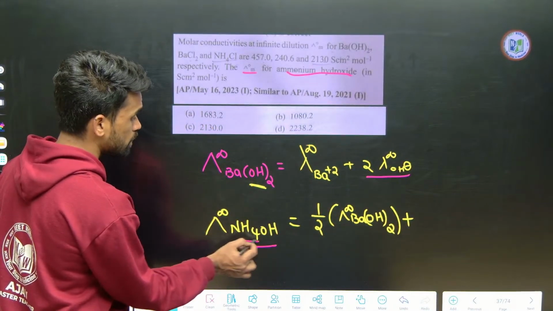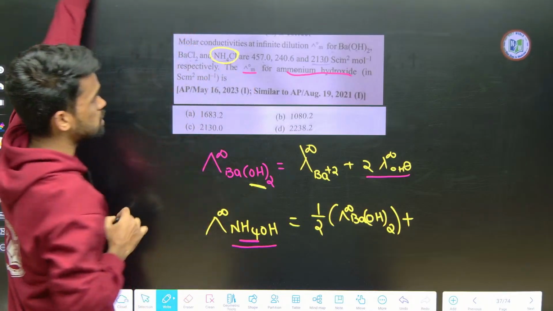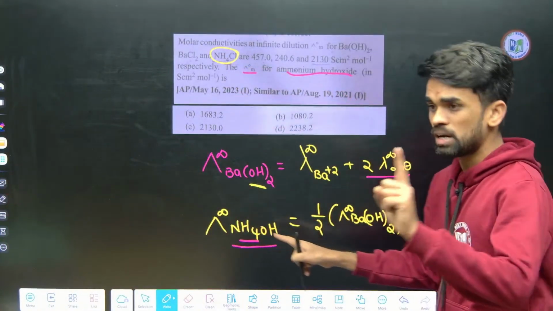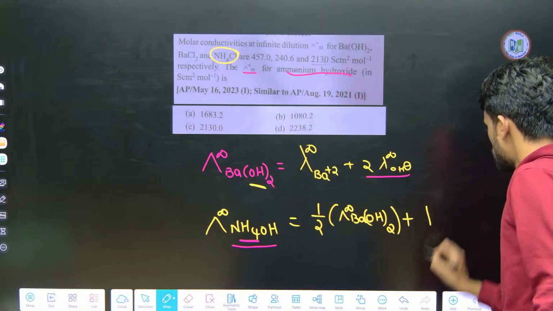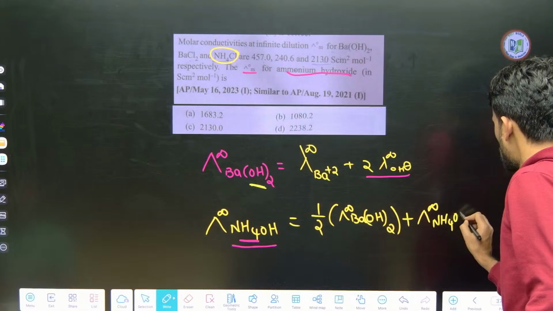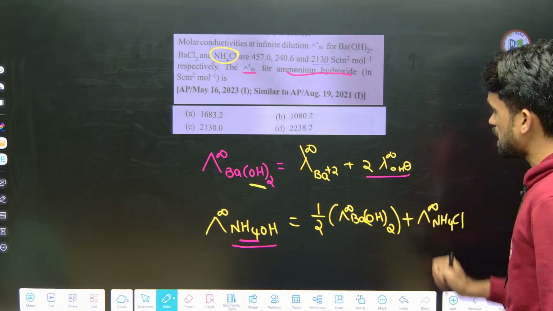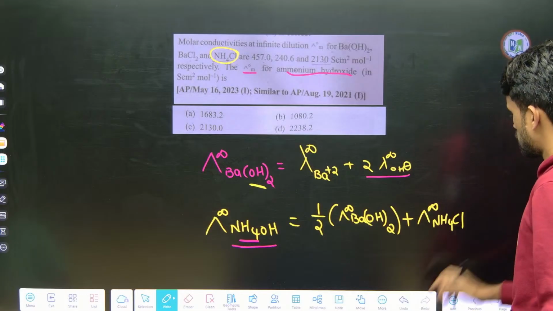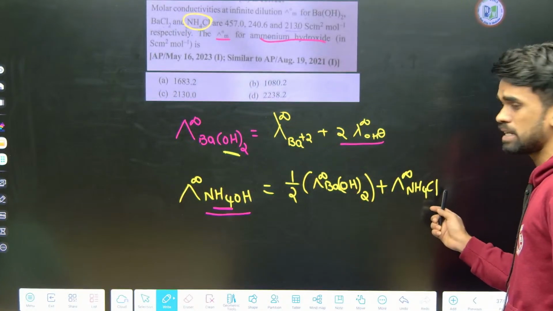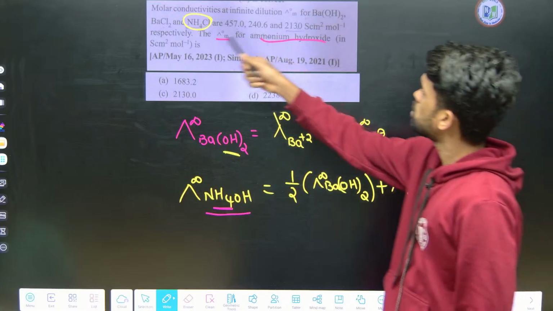Now I want one more, NH4 plus. NH4 plus can be contributed by this NH4Cl. So one NH4Cl is giving only one NH4 plus ion, so take NH4Cl as it is. Next, what are the extra ions you are seeing in these? In the first case it is barium, in the second case it is Cl. So you should remove this barium chloride.